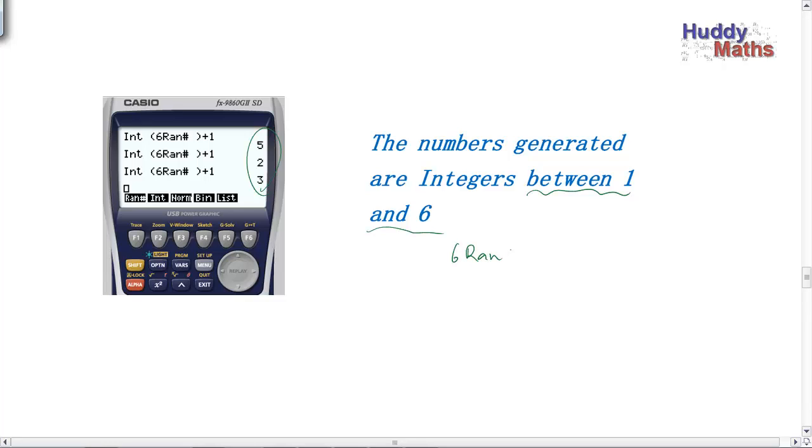6 times a random number gives you numbers between 0 and 6. Now, if we make integers out of them, remember we don't get quite up to 6, do we? 5.99. So if we make an integer with the int command, that brings it back to the next integer underneath. So that would generate 0 to 5, and then if we add 1, that's how we get it. It's 1 to 6. Get that?